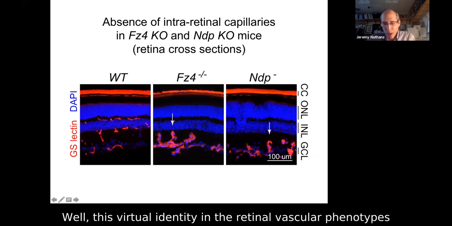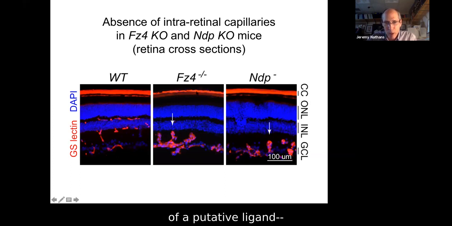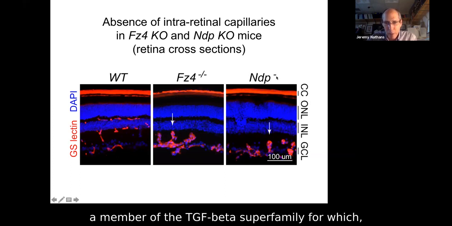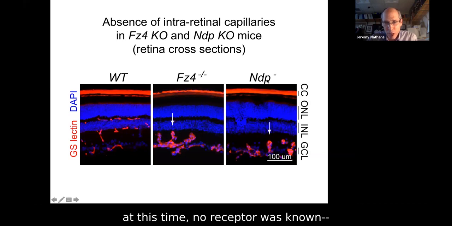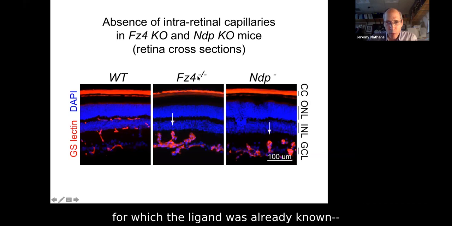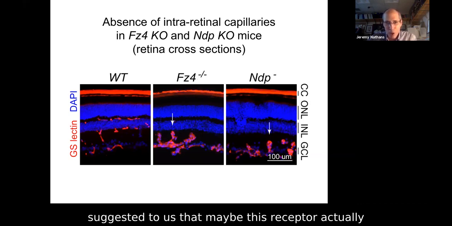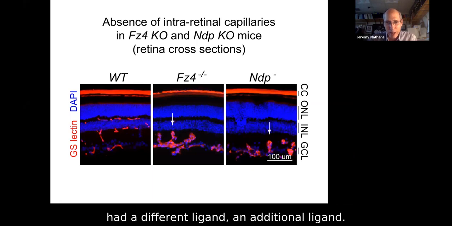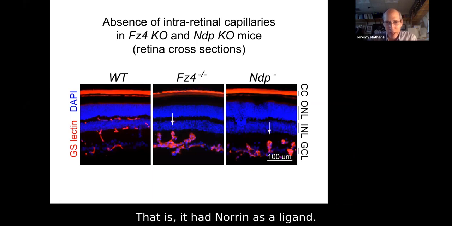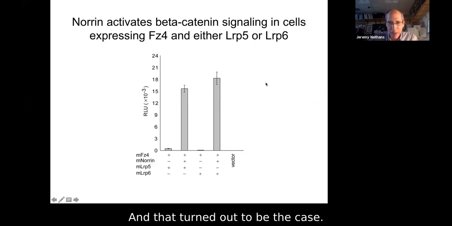Well, this virtual identity in the retinal vascular phenotypes of a putative ligand, a member of the TGF-beta superfamily, for which at this time no receptor was known, and a known receptor, Frizzled 4, for which the ligand was already known, suggested to us that maybe this receptor actually had a different ligand, an additional ligand. That is, it had norrin as a ligand. And that turned out to be the case.